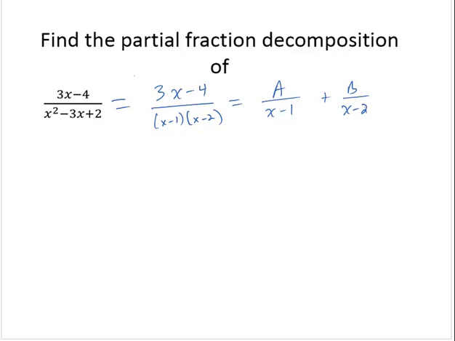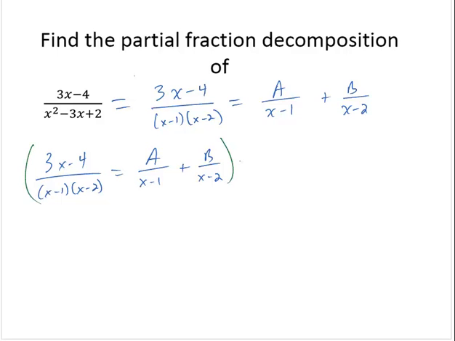I'm going to take that equation and multiply both sides of the equation by the common denominator, which is (x − 1)(x − 2). Now when I do that, some nice things happen. On the left-hand side, all of the factors in the denominator reduce out, leaving just 3x − 4.